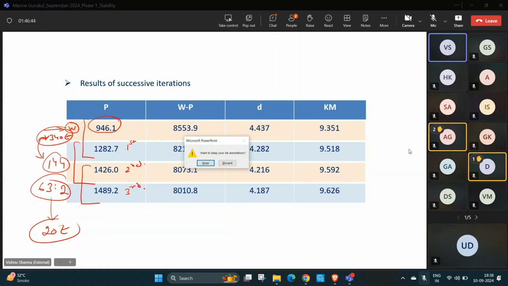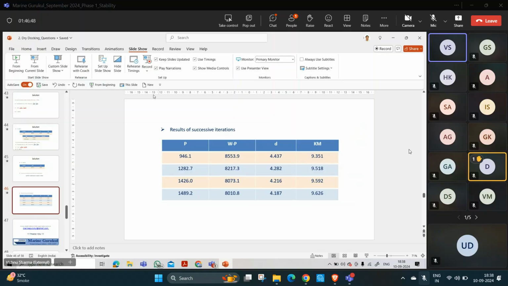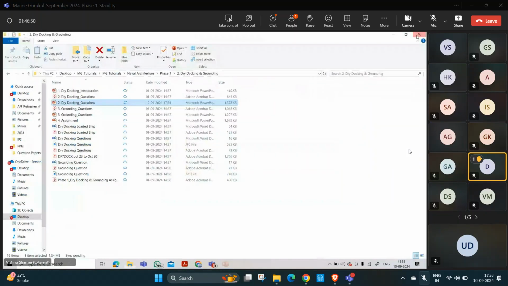Now with this, we come to the end of dry docking, guys. And this is good enough for you. One question? Tell me.